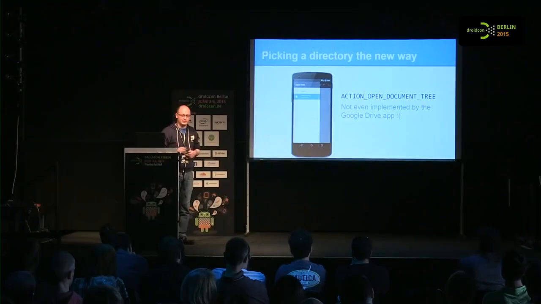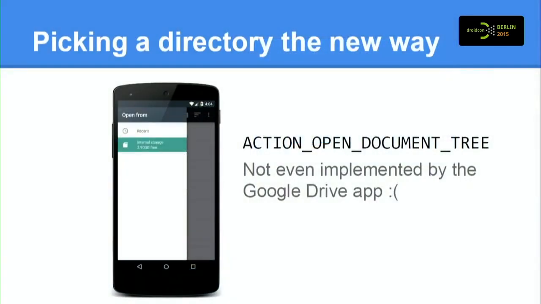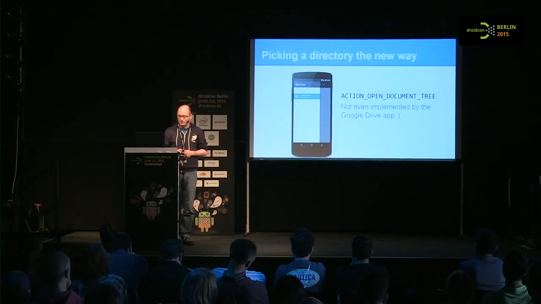I installed some apps that already implement the new document provider. And if you use the open document tree intent, only the built-in internal storage supports that, not even Google Drive, which was, I think, the first app that supported the document provider interface. So that's a bit sad. If any of you are working for a cloud storage provider, please fix that, because it's a nice feature and I want to use it.